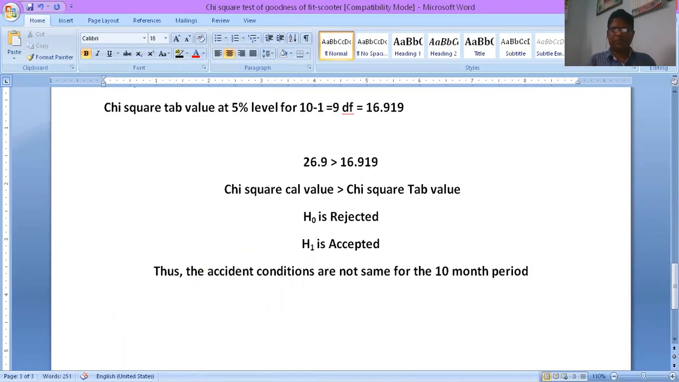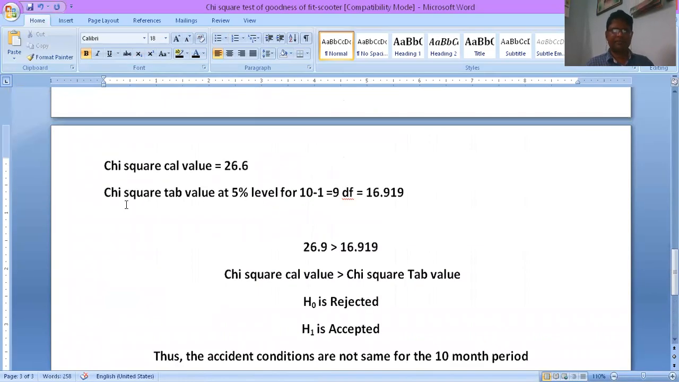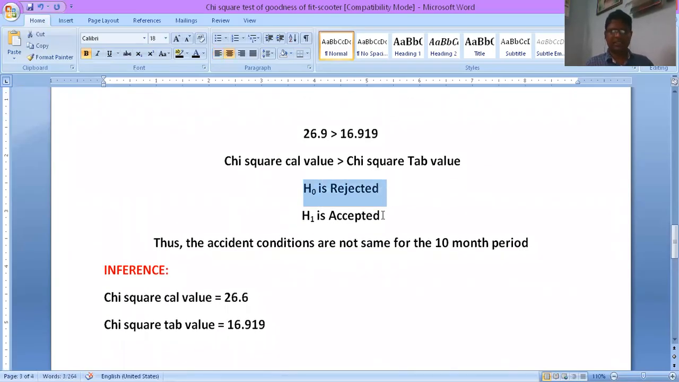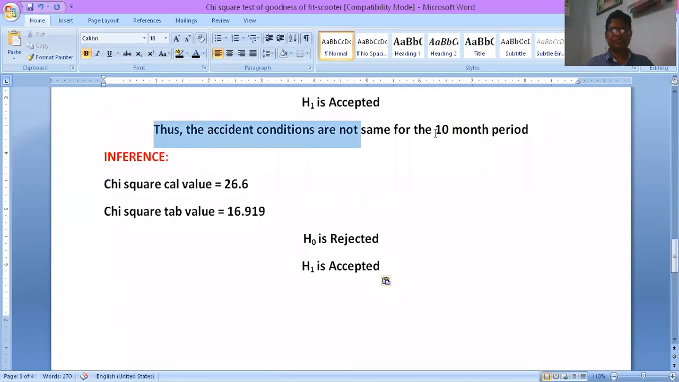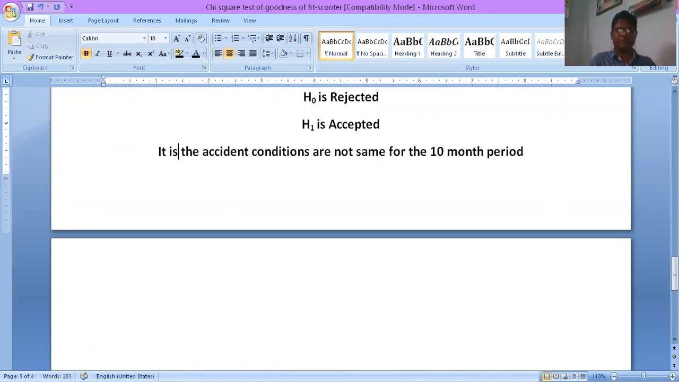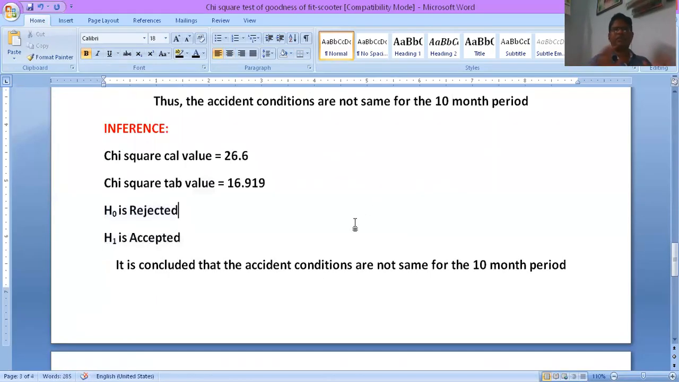Okay. So proper finishing is also important. Write the inference. In the inference, write down the chi-square calculated value, what you got, first. Next, the chi-square tabulated value, that is 16.919. And what about H naught? The result of H naught is that it is rejected. The result of H1 is that it is accepted. And the final conclusion: it is concluded that, yes, this is the proper finishing.